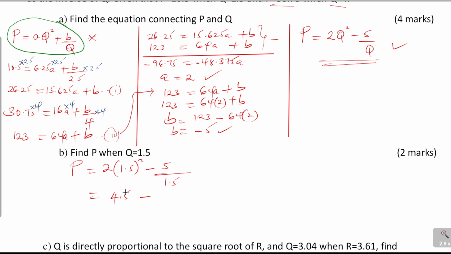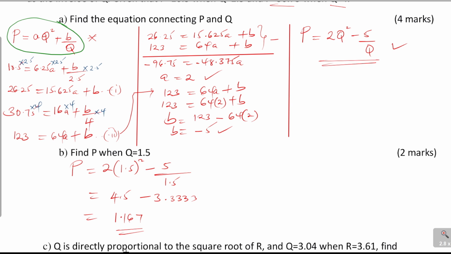Then minus 5 divided by 1.5. So this will be 3.333. So this will give 4.5 subtract 3.333. So this will give 1.167. That is correct to 4 significant figures. So that will be the value of P when Q is 1.5.